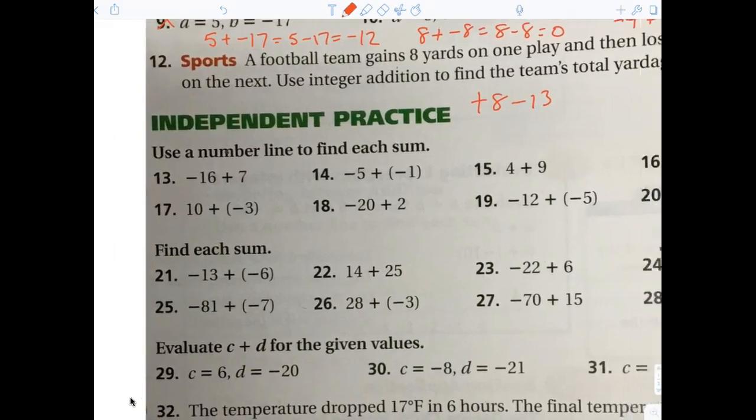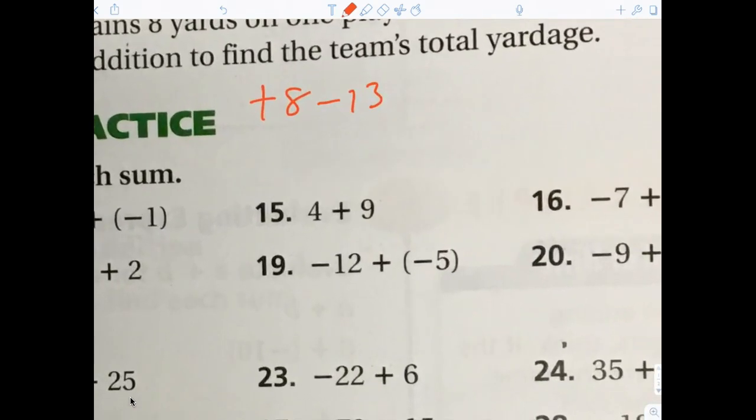All right? So what was the result? When you gained 8 and lost 13, that's another good way. Those of you guys who like sports. Positives moving forward, negatives moving back. So what's 8 minus 13? Negative 5.